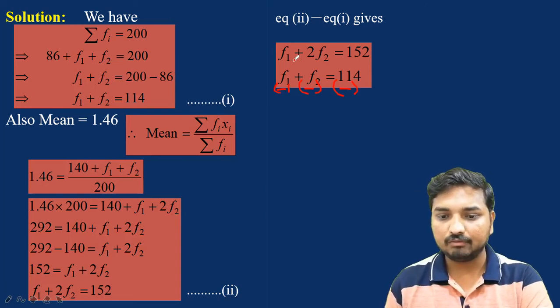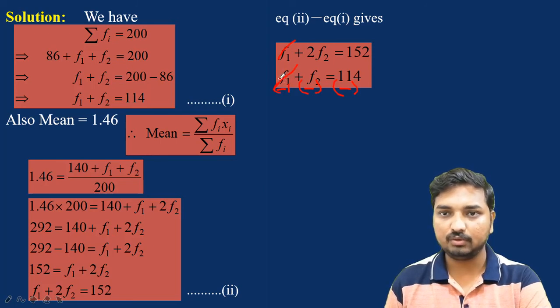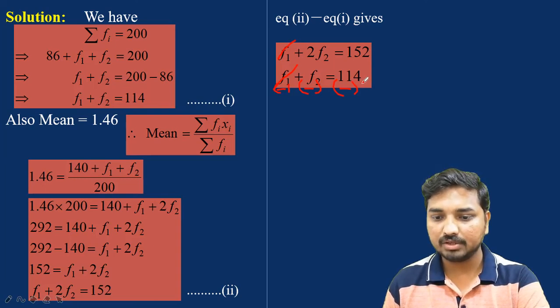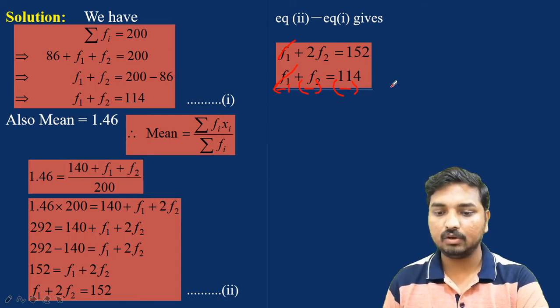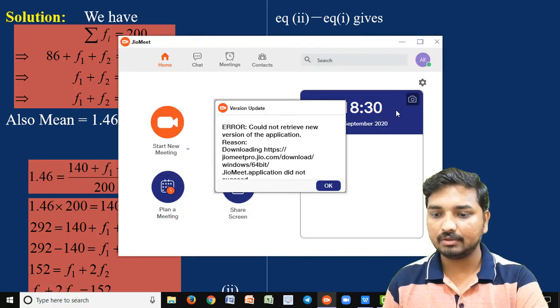Okay, so now look at it. If you change the sign, you can cancel f1 and f1 here, because this is plus f1 and this is minus f1, so these two will cancel each other. And look here, 2f2 minus f2, what is your answer? f2. And here 152 minus 114, how much will it become? 38. I'm going to write the same thing; I have already written 38 here. On the left hand side you will get 2f2 minus f2.